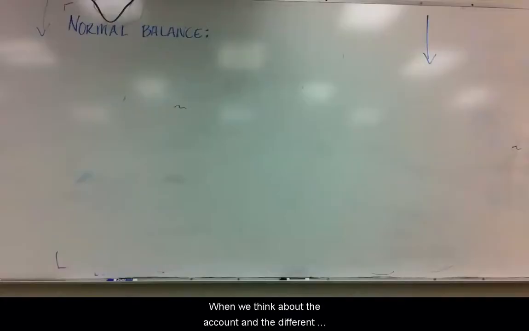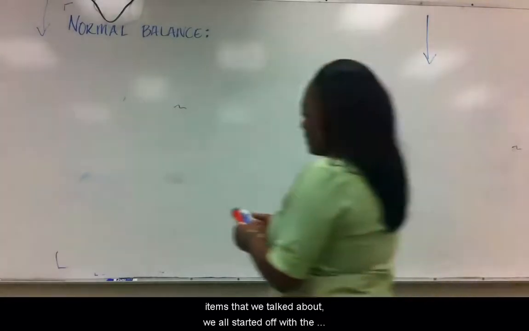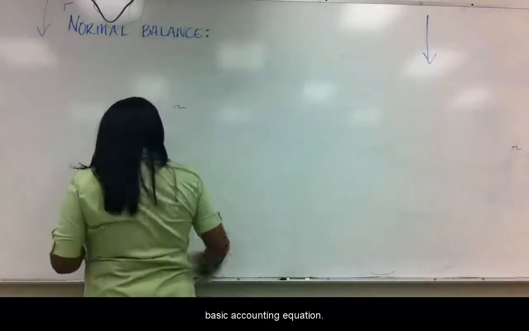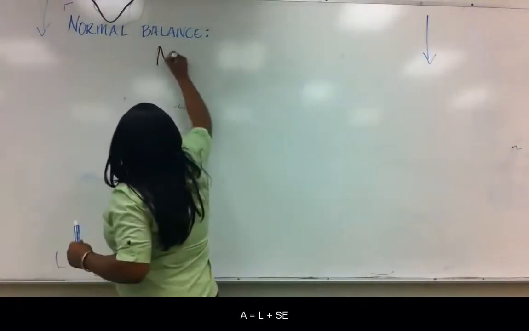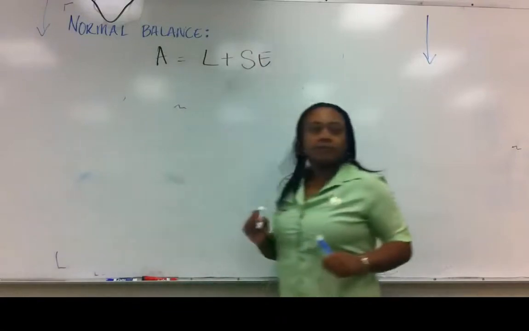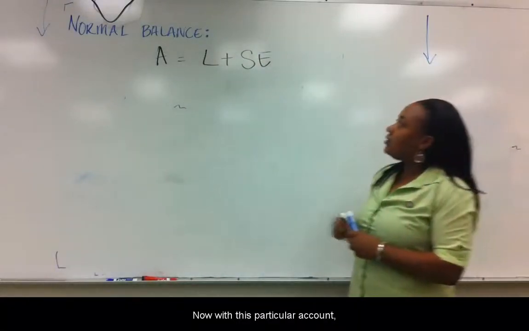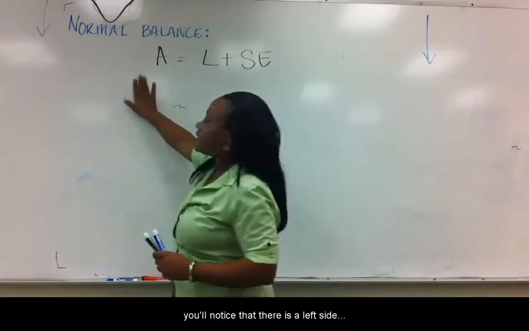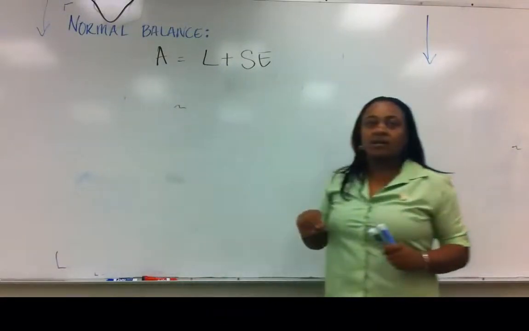Now when you think about the account and the different items that we talk about, we all started off with the basic accounting equation, A equals L plus SE, right? Now with this particular account, you'll notice that there is a left side and a right side.